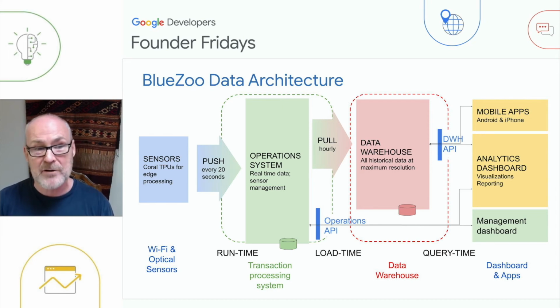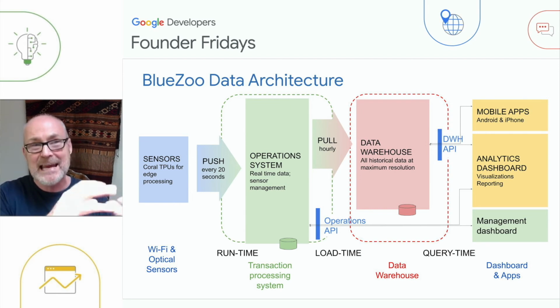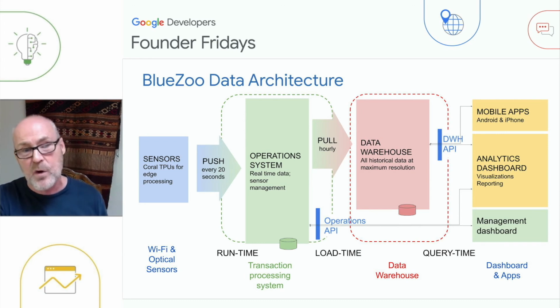Let me talk quickly about our architecture. We have sensors that detect the presence of movement of people on the left. These can be Wi-Fi based or optical sensors. Data from these sensors is delivered to our operational systems. The data can be delivered via Ethernet, via Wi-Fi, or via cellular backhaul.